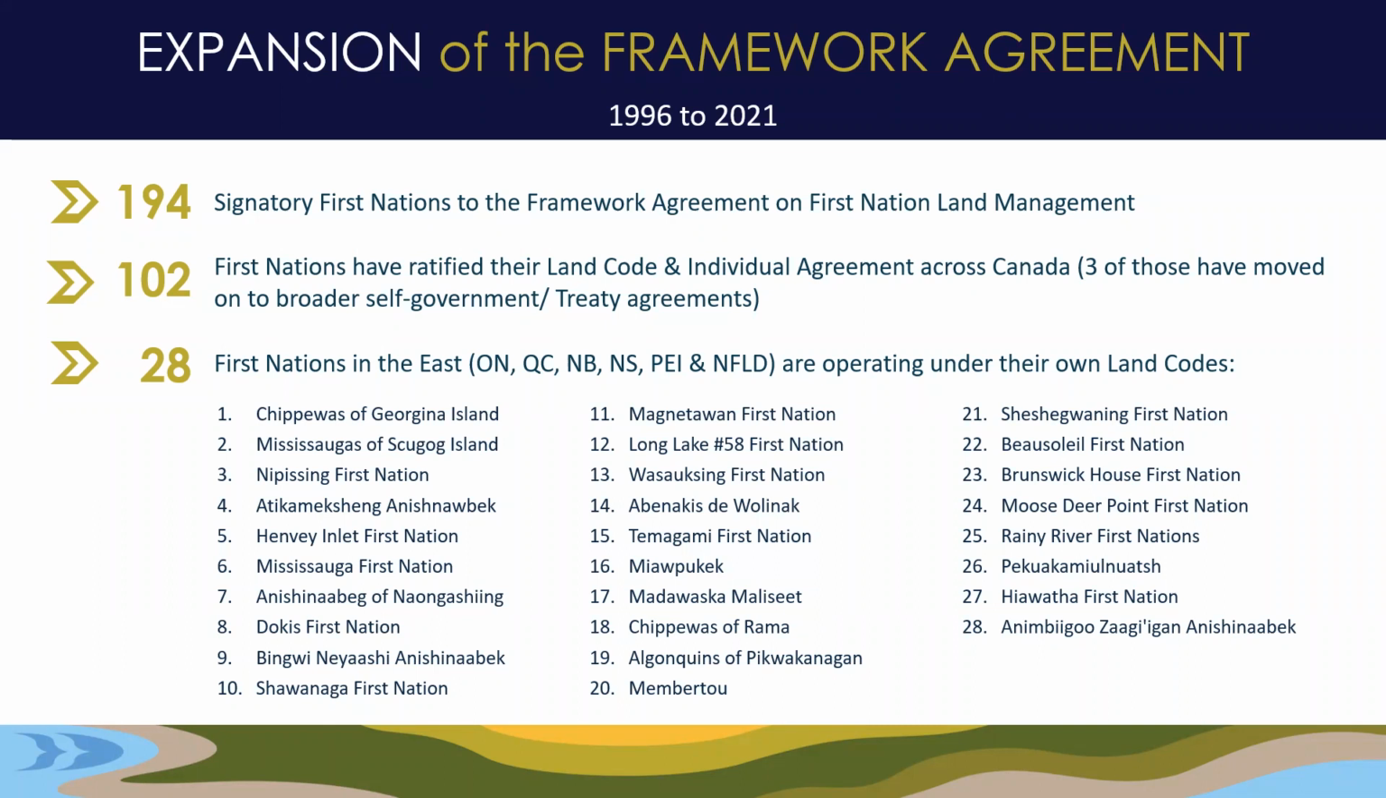So Georgina Island, Scugog Island, both in Ontario, and Muscadet out in Saskatchewan were the first 3 First Nations to ratify their land code and enact them. So today, out of those 194, there's 102 First Nations who have gone through developing their land code, voted on it, and have actually become operational and are implementing their land code. 3 of those communities have actually moved on to even broader self-government or treaty arrangements. And 28 out of that 102 are here in Ontario, Quebec, New Brunswick, Nova Scotia, PEI, and Newfoundland.